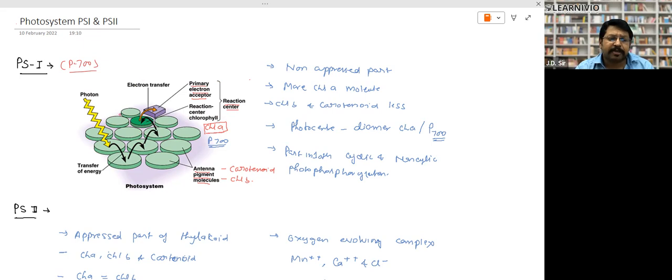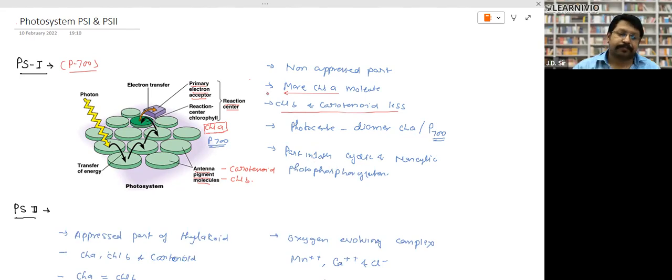So we have already discussed PS1 is found in the non-appressed part. It has more chlorophyll A molecules, right? Chlorophyll B and carotenoid are found in less amount. This question I have actually been asked, which of the following is wrong about PS1, or which of the following is right about PS1, that kind of question. So it has more chlorophyll A molecules. Chlorophyll B and carotenoid are less. Photocenter is a dimer, made up of two chlorophyll A molecules. So photocenter is a dimer of chlorophyll A, right? That is P700.